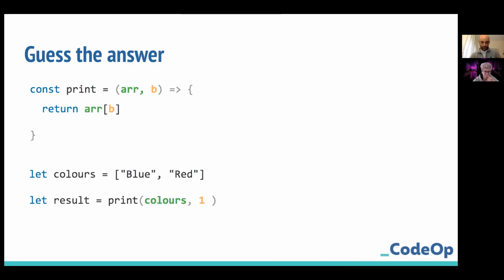So we're creating a function named print. We're passing two parameters. One is R and one is B, right? And then we're returning R, the element B of an array, we suppose, an array named R. Then outside of the function, we create a variable called colors. It's an array. It has two elements in it. One is blue, one is red. And then we create a second variable named result, which takes the function print that we define above. And the first parameter of that function is colors, the array colors. And then it's the number 1. My question is, what's the value of the variable result?